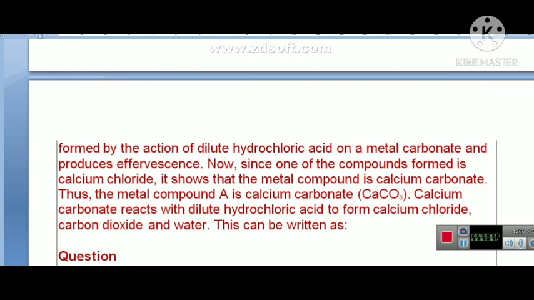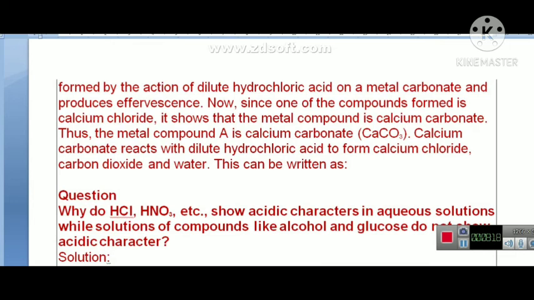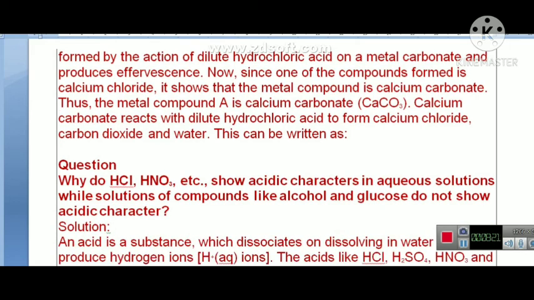Therefore, you can see the answer is that the gas that extinguishes a burning candle is carbon dioxide, which is formed by the action of dilute hydrochloric acid on a metal carbonate and produces effervescence. Since one of the compounds formed is calcium chloride, it shows that the metal compound is calcium carbonate, and thus compound A is calcium carbonate and the reaction is: calcium carbonate reacts with hydrochloric acid to give calcium chloride, carbon dioxide and water.